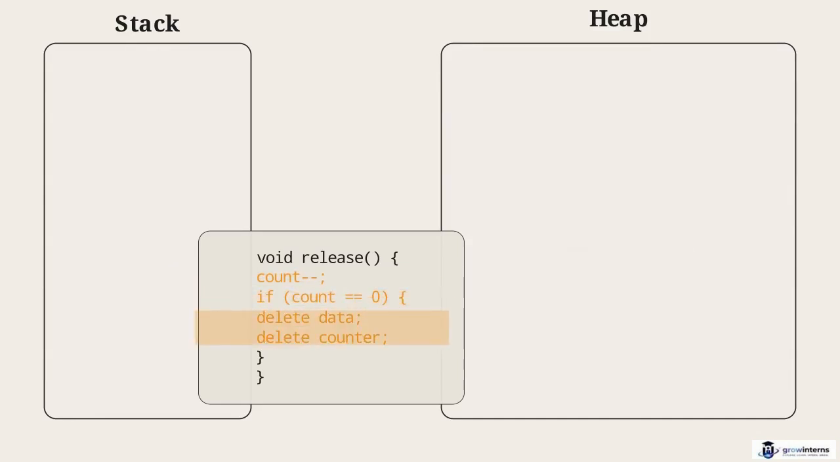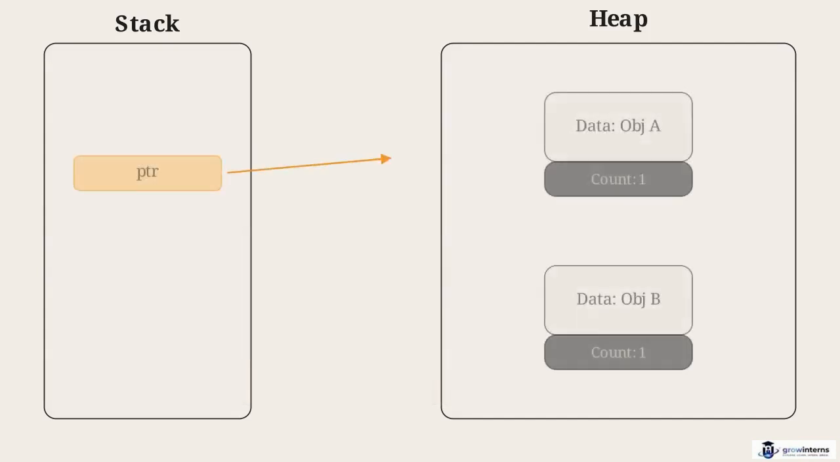The check is simple but critical. We decrement the count, and only when that number hits exactly 0 do we free the memory for both the data and the counter itself.